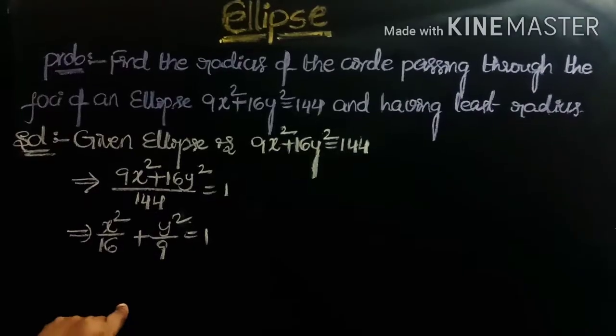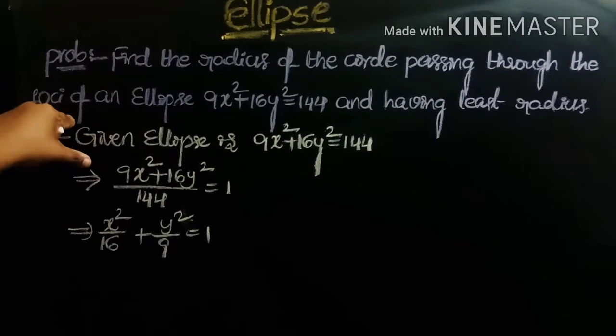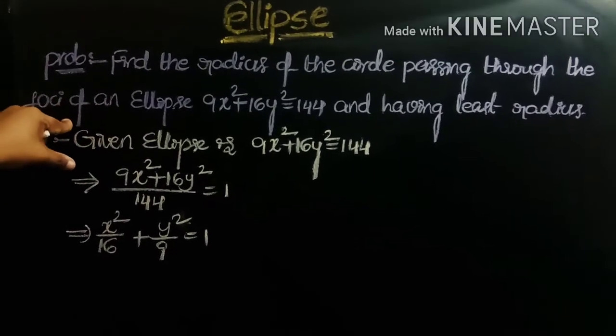That's all. Find the radius of the circle passing through the foci of an ellipse 9x square plus 16y square is equal to 144 and having least radius.